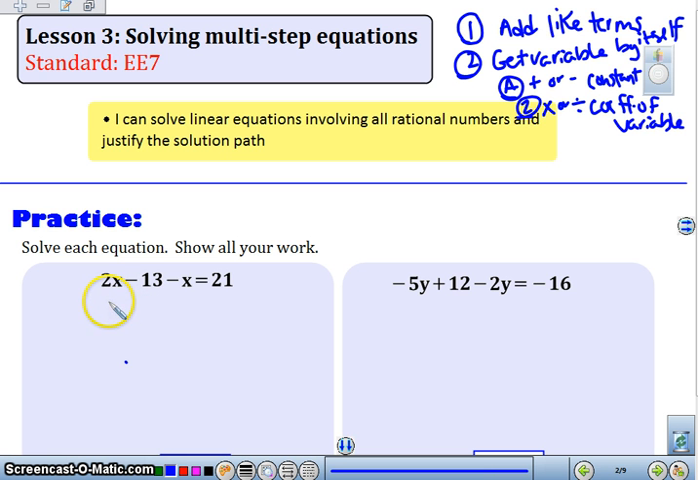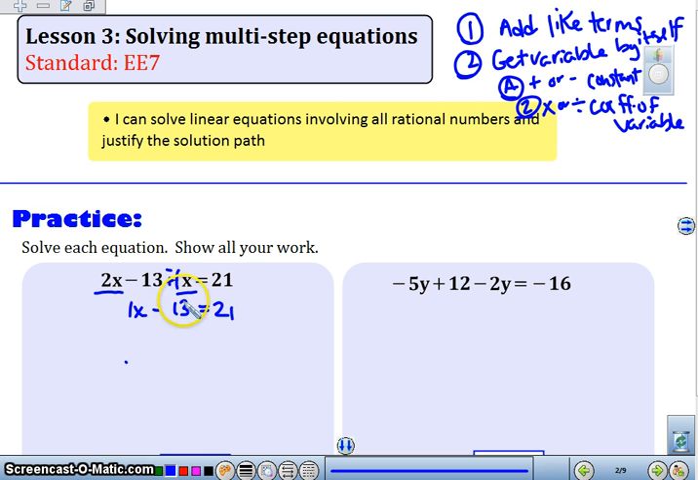So one of the first things I'm going to take a look at is this first equation. I want to look at my like terms, and I underline them. These two look alike, so I have 2x minus 1x. Some of you might not see the minus 1, so if you want, write it as plus a negative 1. That gives us 1x minus 13 equals 21 as you are filling in your notes.